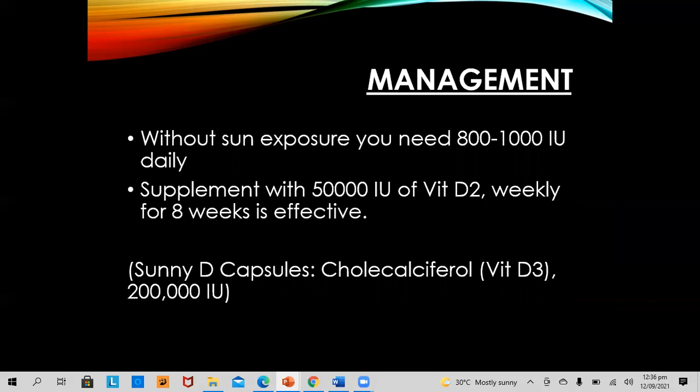Management. Without sun exposure, you need 800 to 1,000 international units of vitamin D daily. Supplement with 50,000 international units of vitamin D2 weekly for 8 weeks is effective. So Sunny D capsule, which is one of the commonly prescribed vitamin D supplements, contains cholecalciferol, that is vitamin D3, in a dose of 200,000 international units.